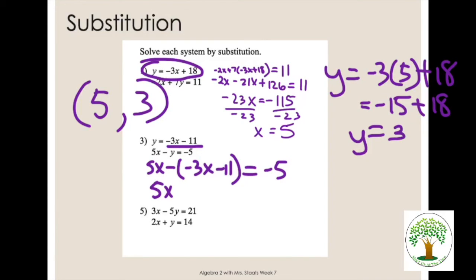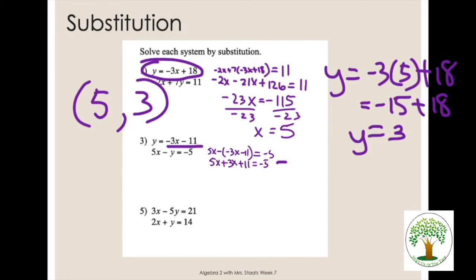And then would that be plus? Yes, it would. Plus 3x, plus 11, very good, equals negative 5. I'm behind, you guys. Bring that over. I got negative 2 as well. x equals negative 2, right?